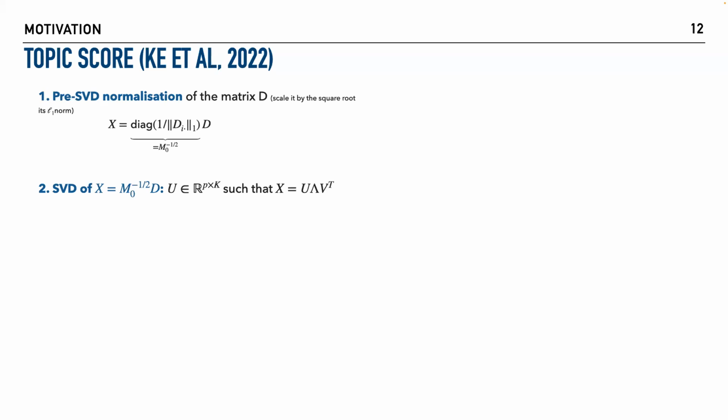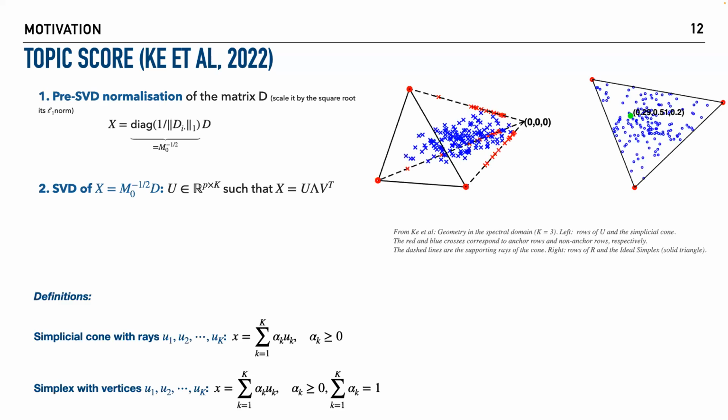Once you have this pre-SVD normalization, the second step is to do an SVD of the matrix X that you observe. So I write X equals U Lambda V transpose, where U is a k-dimensional vector. Now, this is where it gets interesting. You can actually show that this vector U here, this singular vector, you can think of as a word embedding. It's a vector that represents each word in a k-dimensional space.